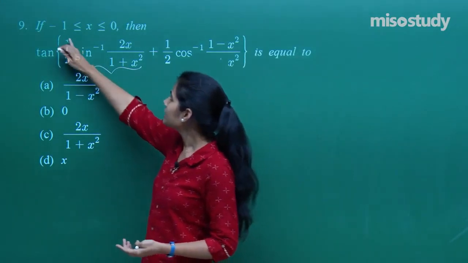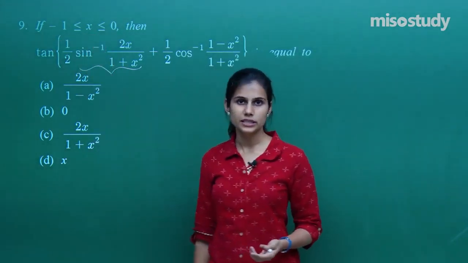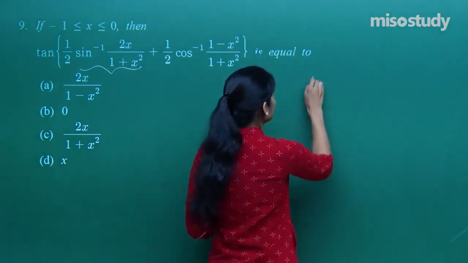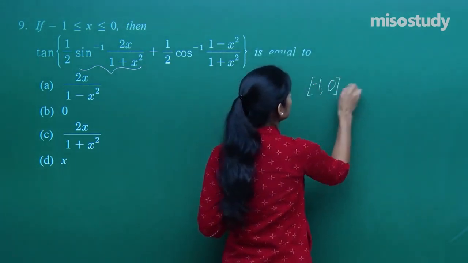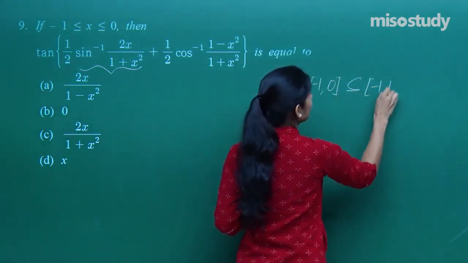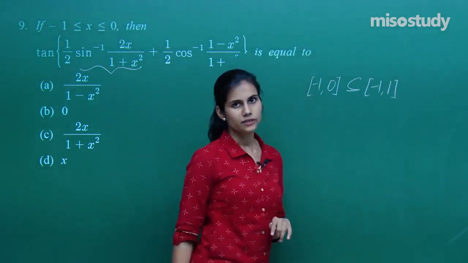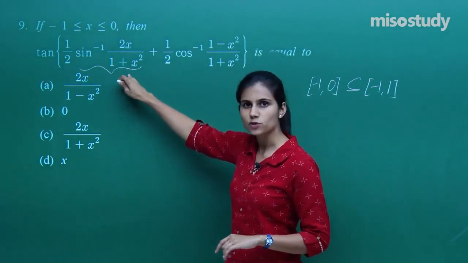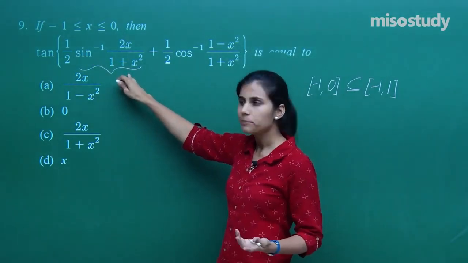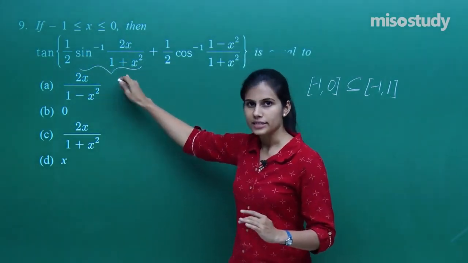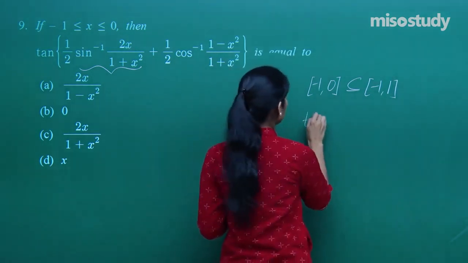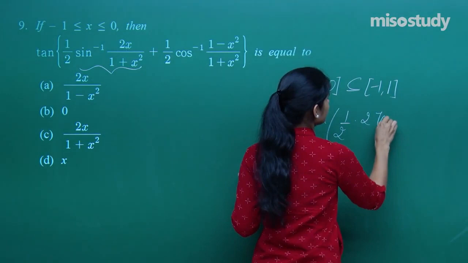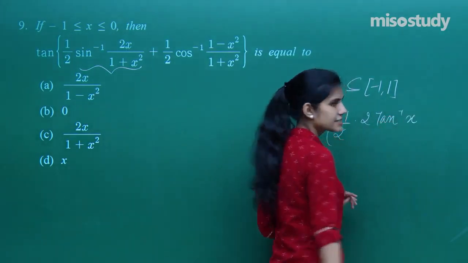So over here x is lying in the closed interval [-1, 0], which is contained in the closed interval [-1, 1], right? You know that [-1, 0] is contained in [-1, 1]. So you have sin inverse of 2x upon 1 plus x square being very conveniently replaced by twice of tan inverse x. So now you have tan of half of twice of tan inverse x.